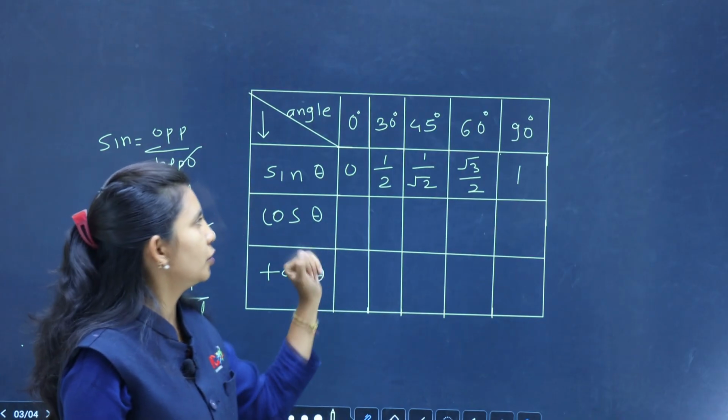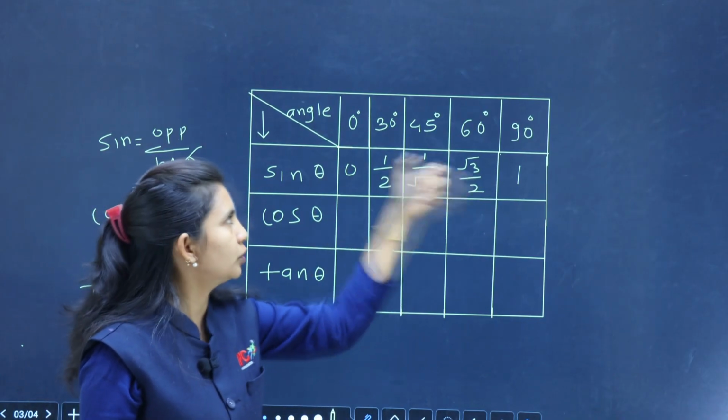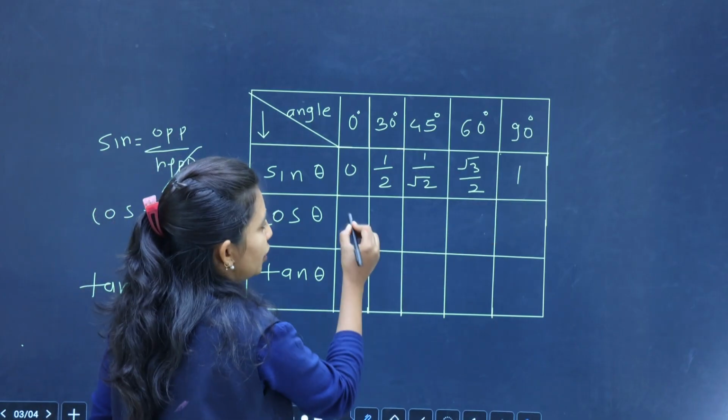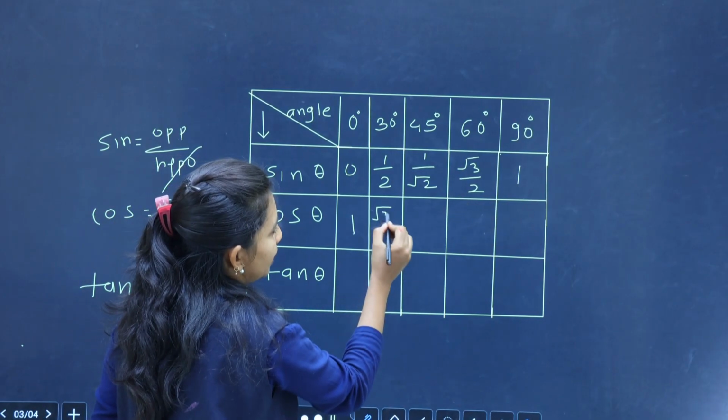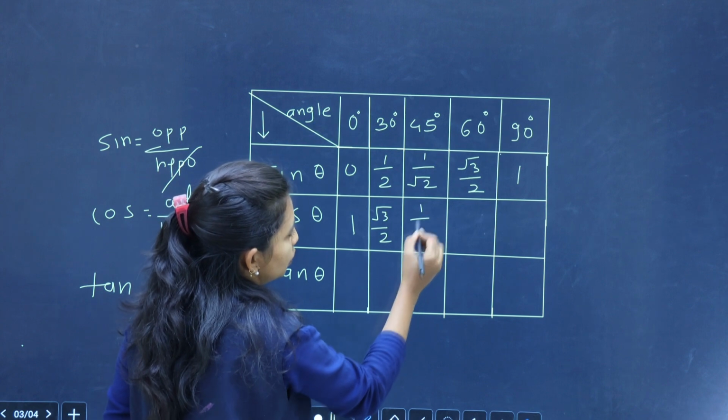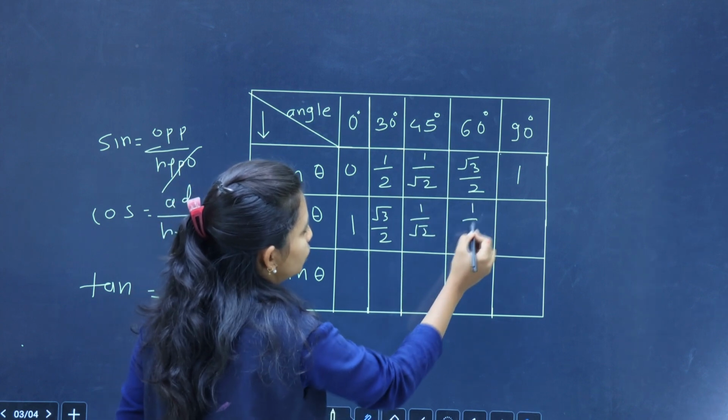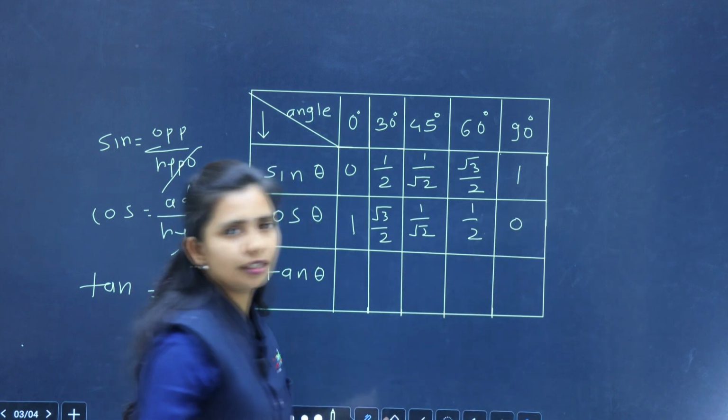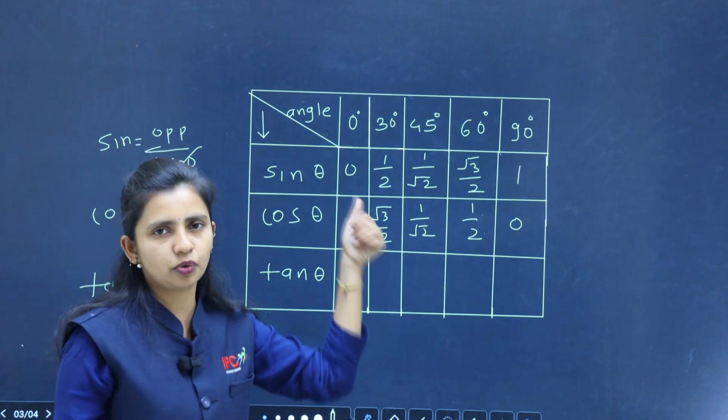For the cos, you have to just reverse the row from 90 to 0 degree. Means 1 you have to write over here, then root 3 by 2, then 1 by root 2, 1 by 2 and 0. What we have done? We have just reversed the first row values.